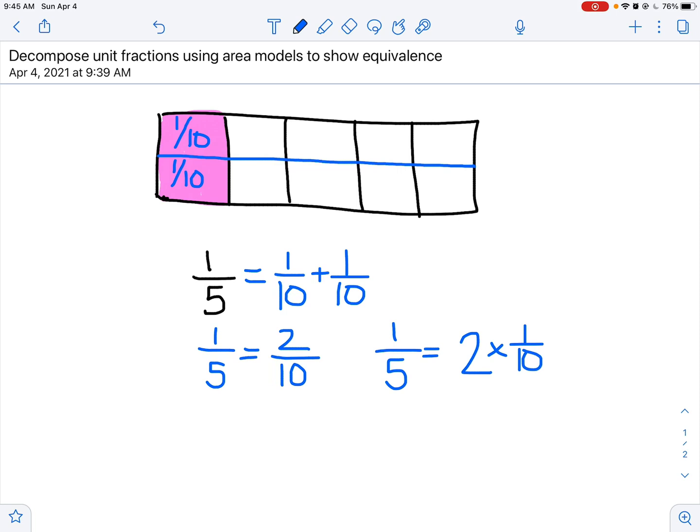Because the shaded part of our fraction did not change, right? We started with fifths, and then all we did is put another line to break it up a little bit more, but we didn't change the section that was shaded, okay? So we've discovered that 1/5 is equal to 2/10 simply by drawing an area model and then breaking it up into some smaller parts, okay?